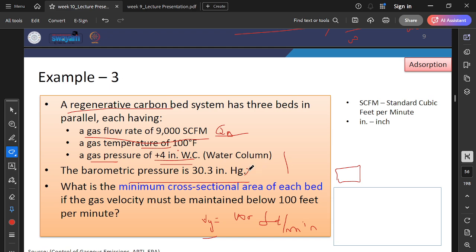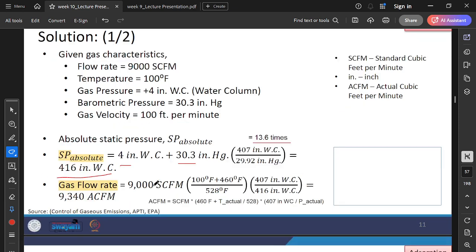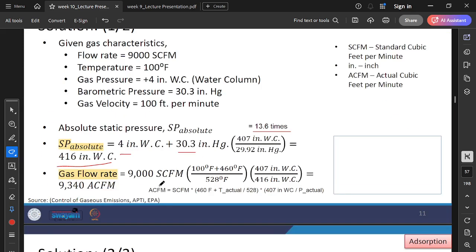Mercury, if I want to convert into water, what will I do? 13.6, I will multiply. So 30.3 into 13.6 will give you one value in terms of water column, so that if you add the 4, that will be your total. So I am just multiplying 30.3 into 13.6 and adding 4, 416 in water column will be my total pressure. And what I am asked to find is the minimum cross-sectional area.